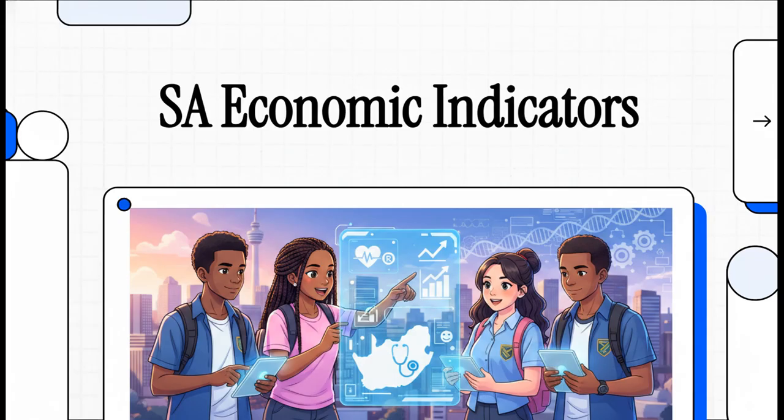Today, we're stripping away all the fluff and mastering the absolute vital signs of the economy to maximize your exam points. Think of economic and social indicators like the diagnostic tools a doctor uses to check a patient's health. In this session, that patient is the South African economy. We're going to decode these indicators together so you can walk into that exam room completely confident.